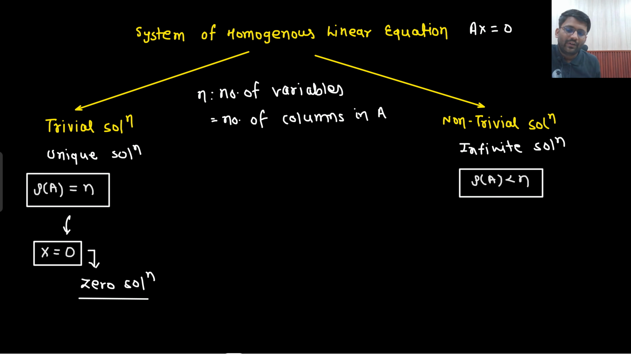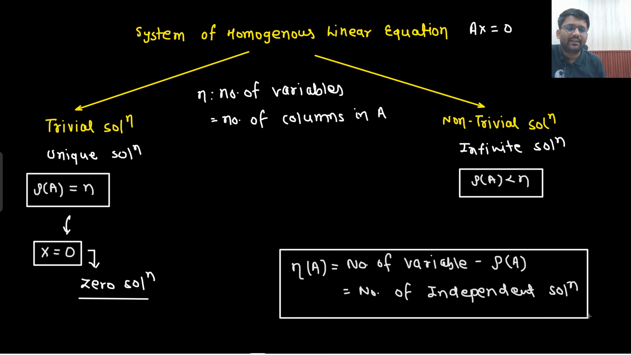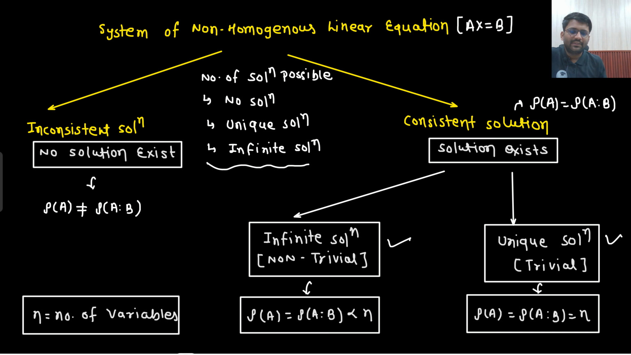Okay. And what will nullity of A represent? Nullity of A is nothing but the number of variables minus rank of A. And what does this represent? Number of independent solutions. Is that understandable to you or not? There is no doubt at all. Everything is clear to you. This slide is clear, and this particular slide is also crystal clear. Absolutely, sir. Every single thing you have written is clear to me.